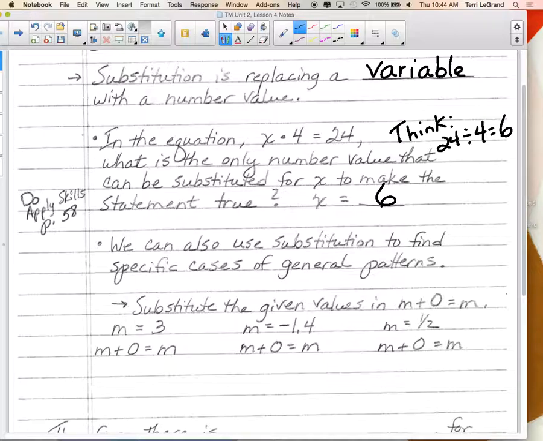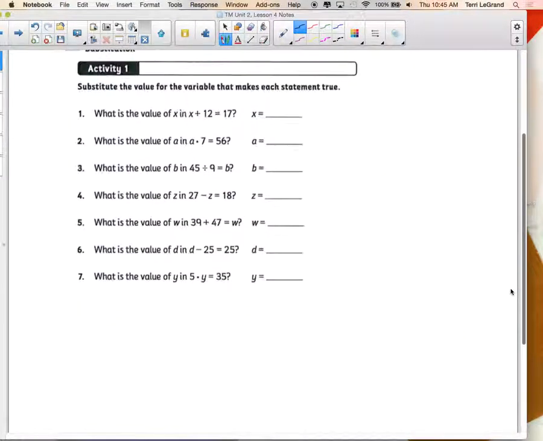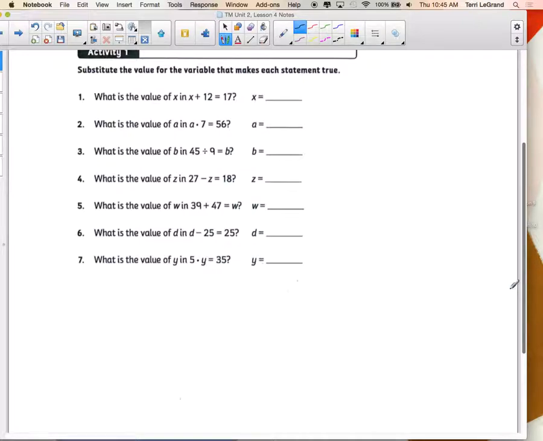Okay, let's go to page 58 in your workbooks, to the Apply Skills page. Our directions ask us to substitute the value for the variable that makes each statement true. So what value would make the statement x plus 12 equals 17 true if we substituted that value in for x? Caden? 5 plus 12. So 5, because 5 plus 12 equals 17, right?